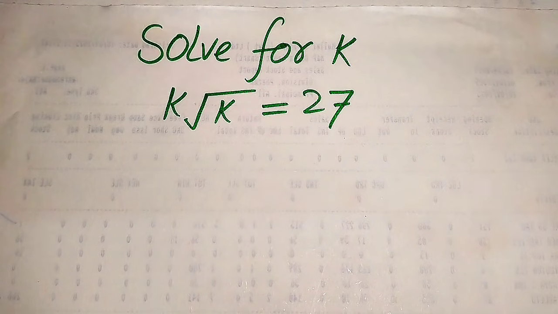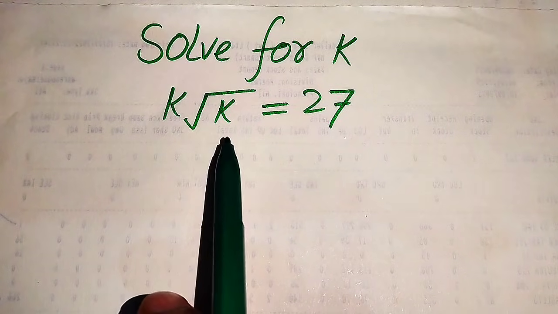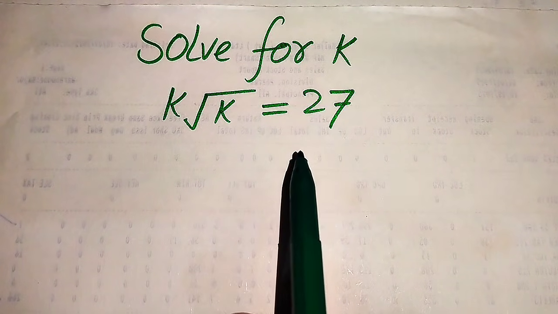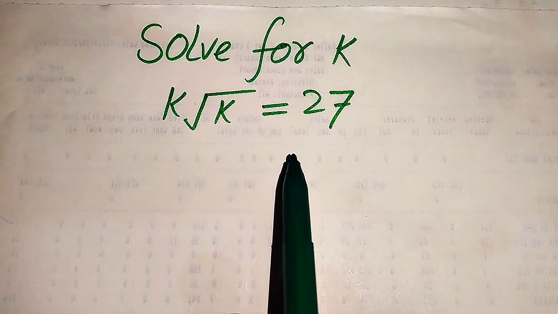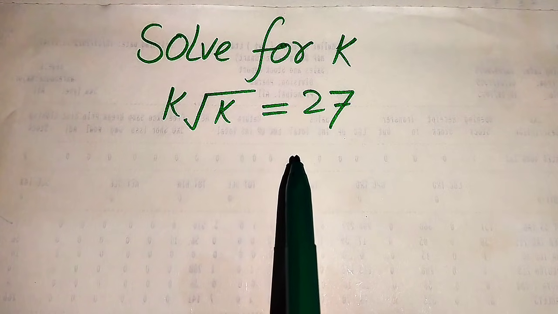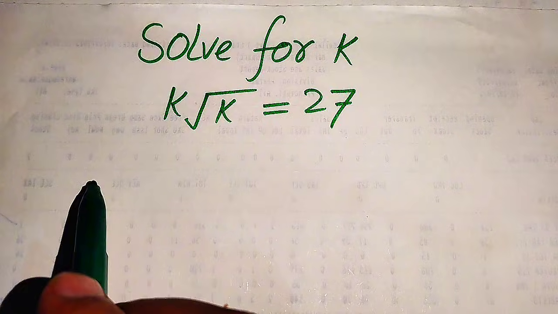Hello everyone, how to solve this problem: for the values of k, if we have k times the square root of k equals 27, we solve this problem for all the values of k. So here first we need to find all the roots of this equation, and at the last we will verify which of the roots are solutions and which of the roots are extraneous roots. Further, here we move toward the solution of this problem.